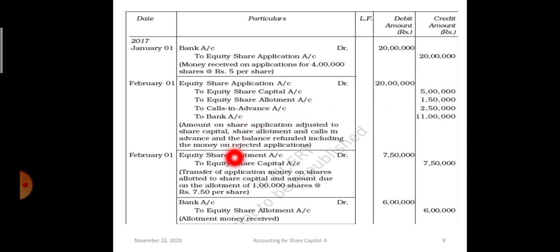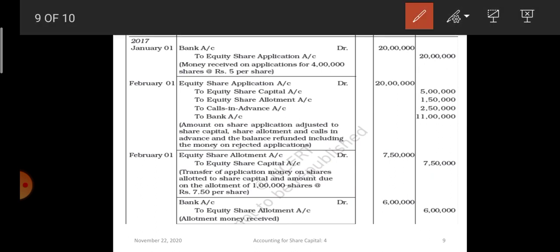Now equity share allotment to equity share capital, 7,50,000 rupees. Allotment money is received to the extent of 1,50,000, so the balance 6 lakh is received here. See the last entry: bank account to equity share allotment, 6 lakh rupees. Out of this 7,50,000, 1,50,000 is already received, so 6 lakh rupees is received since there is no arrear.